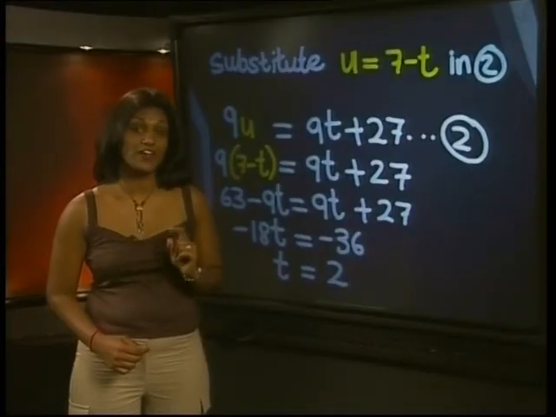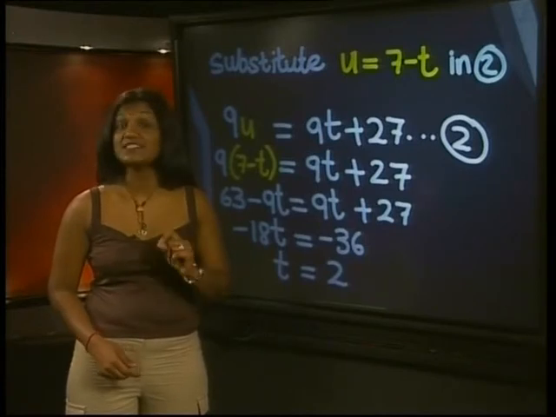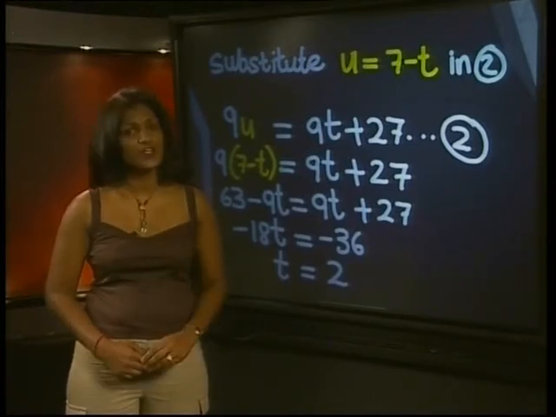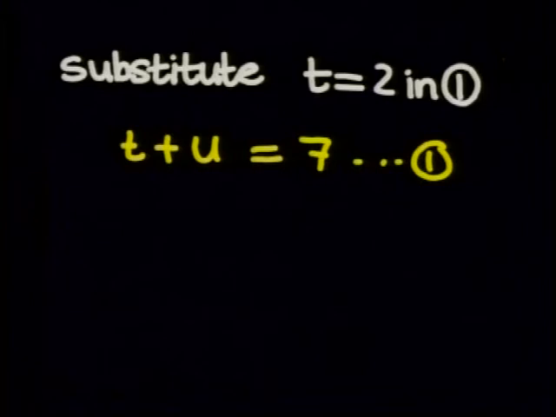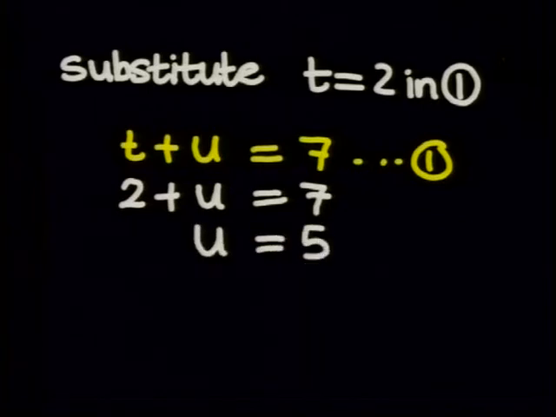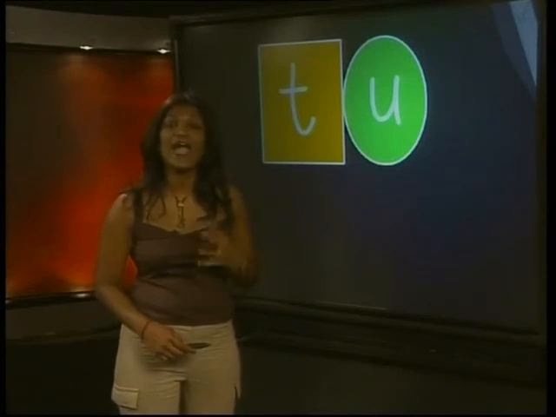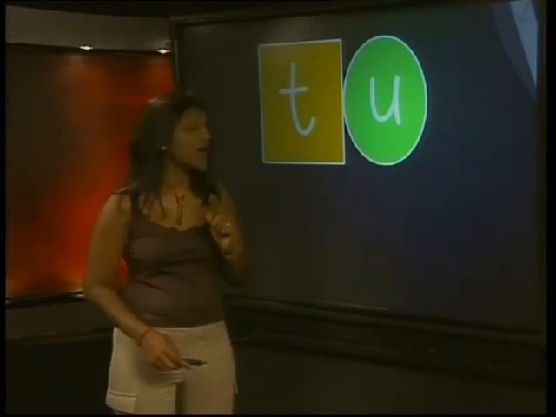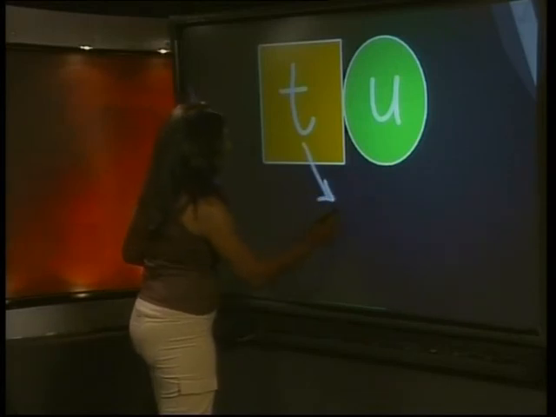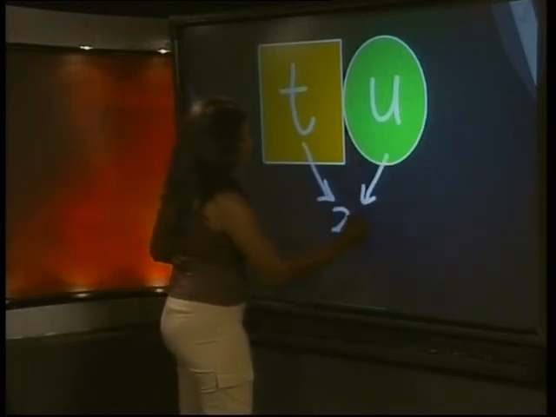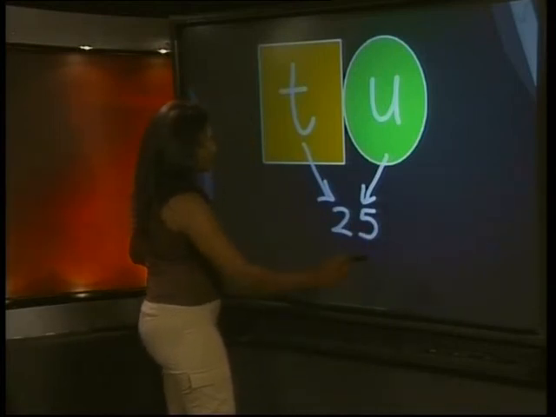So the tens column of our number has a 2 in it. Remember, I still need to find the value of U. How do I do that? I substitute T equals 2 into equation 1. So I get 2 plus U is equal to 7. And this simplifies to U equal to 5. So the units column of the number is a 5. Remember what the question asked for. We wanted to know what the actual number was, not just the digits. So I can write that T is 2 and U is 5. And the number is 25.